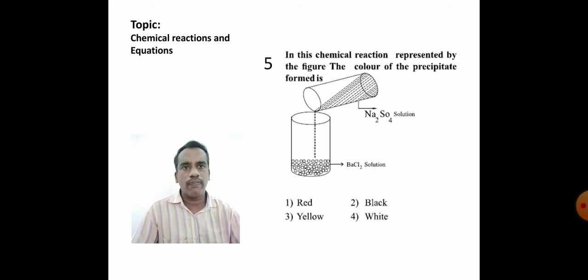Let us see question number 5 here. In the chemical reaction represented by the figure, what is the color of the precipitate formed? They have taken one beaker, in which they have taken barium chloride solution. Generally, barium chloride is a colorless solution. They have taken another test tube with sodium sulfate solution. Do you know the color of sodium sulfate solution, children?